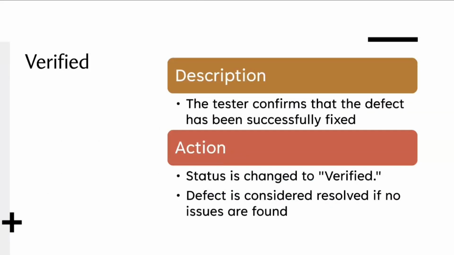Once the tester has confirmed that the defect has been successfully fixed, the status will be verified. This status represents that the defect is resolved and there is no issue on it. Sometimes a defect comes as a cluster or nested defect, where we have a parent defect and some child defects. A defect can also cause some kind of regression defect. Those things are also included in the defect life cycle.